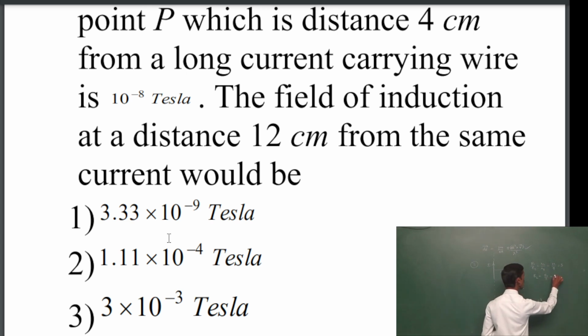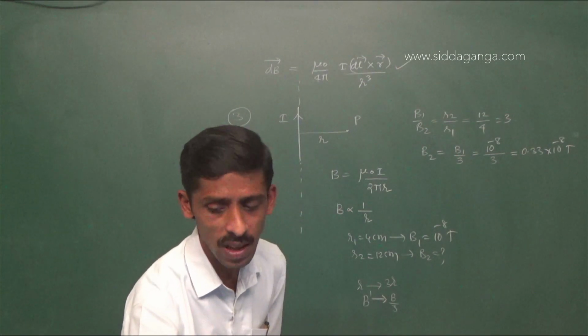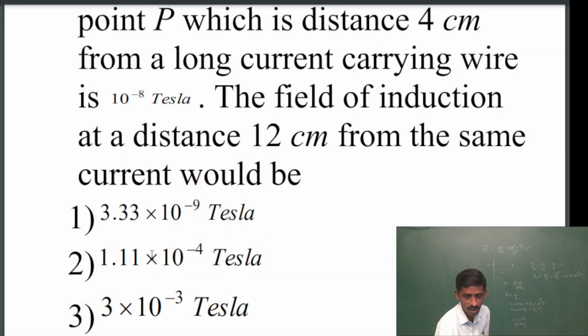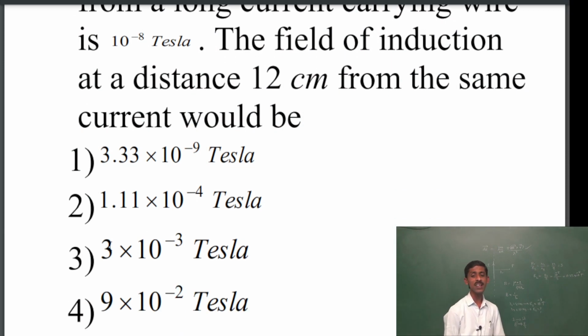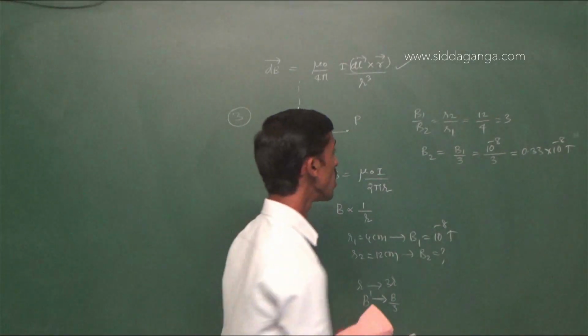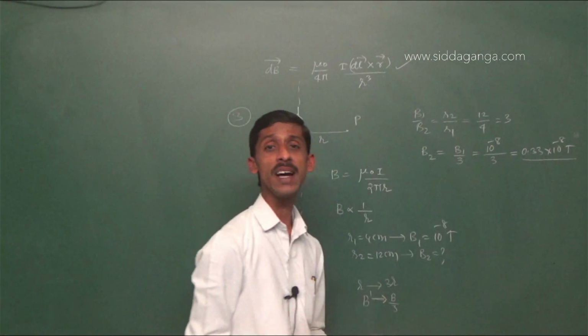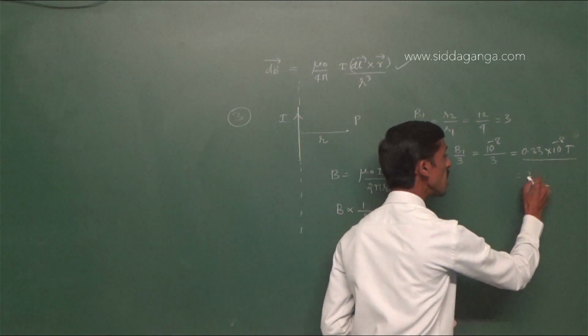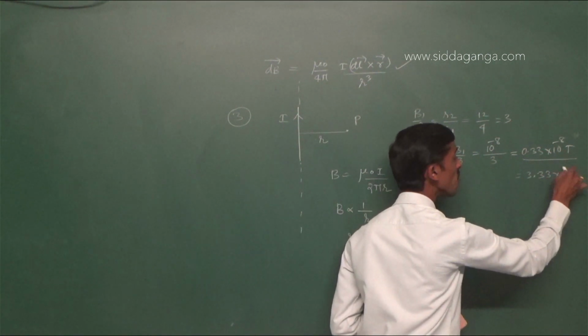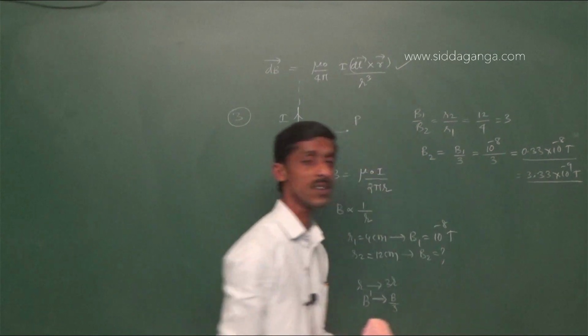So directly, 10 to the power of minus 8 divided by 3. 1 by 3 is nothing but 0.33 into 10 raised to minus 8 Tesla. If you see the options, it is given 3.33 into 10 raised to minus 9 Tesla. In the answer we have got 0.33 into 10 raised to minus 8. That is nothing but 3.33 into 10 to the power of minus 9 Tesla. So the first option is correct.